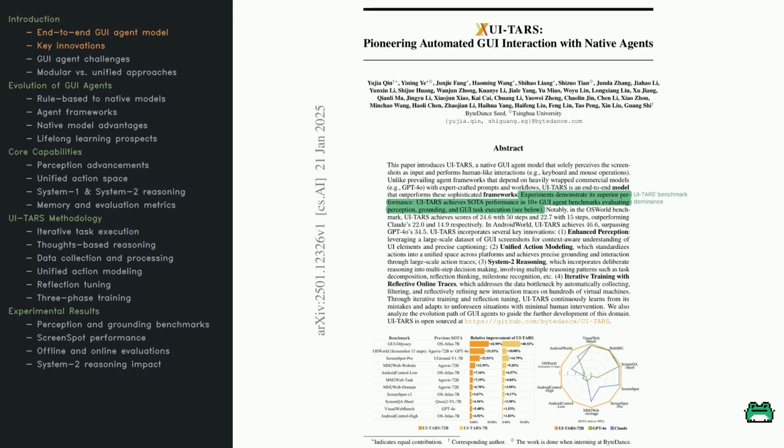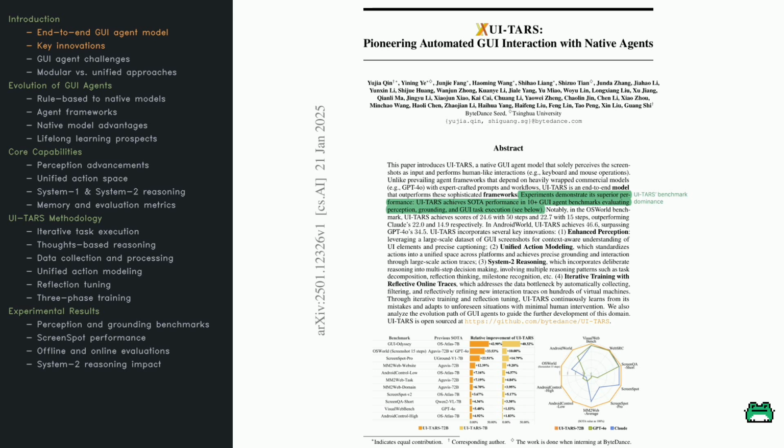First, its enhanced perception leverages a massive dataset of GUI screenshots, enabling it to understand UI elements contextually and with precision. Second, its unified action modeling streamlines actions across platforms, allowing for consistent and accurate interactions. Third, the incorporation of System 2 reasoning enables deliberate, multi-step decision-making by simulating human-like processes like task decomposition and reflection. Lastly, iterative training with reflective online traces helps UI-TARS learn from mistakes and adapt quickly.